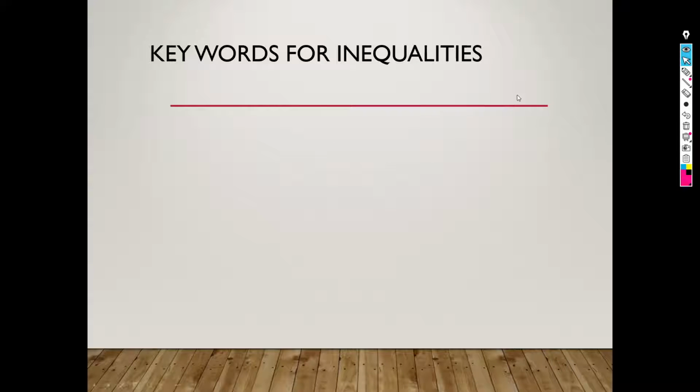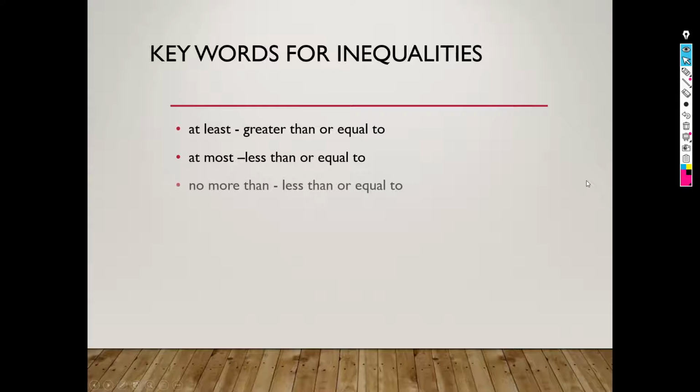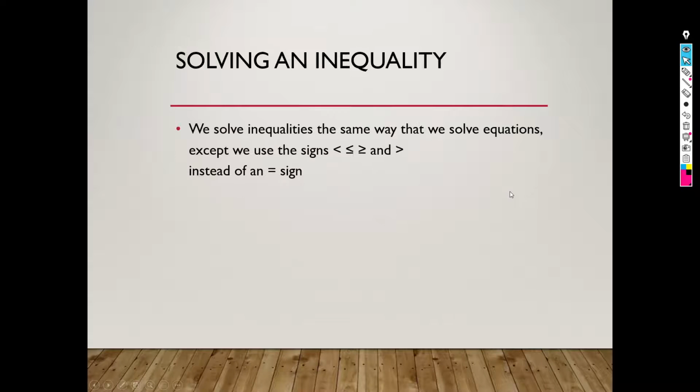So some keywords we want to keep in mind as we're working through this: at least, which is going to be greater than or equal to. We've got at most, which means less than or equal to. No more than, which is less than or equal to. More than, which obviously is greater than. Fewer than, which is less than. These are just different ways of saying these words, and you're going to see them in word problems. So just understanding what at least means and what at most means. Use common sense for these. It should just make sense that way.